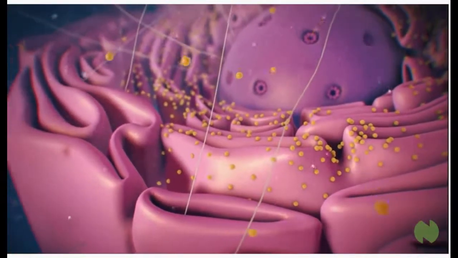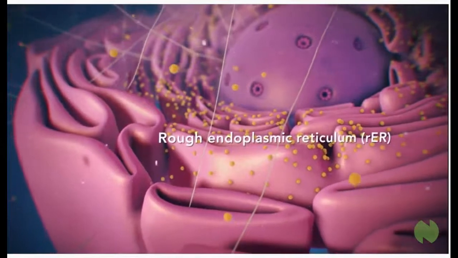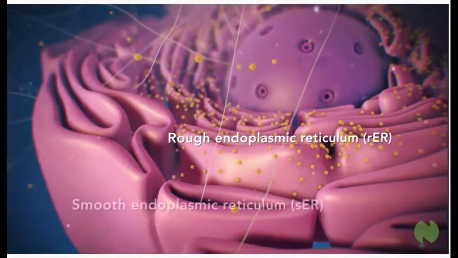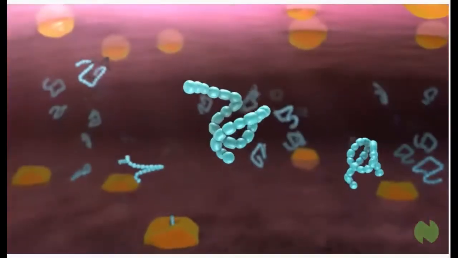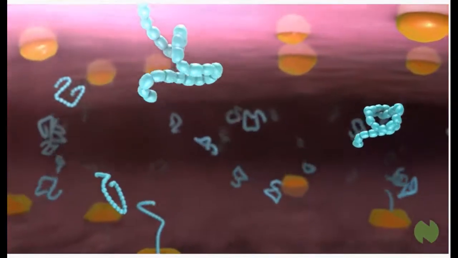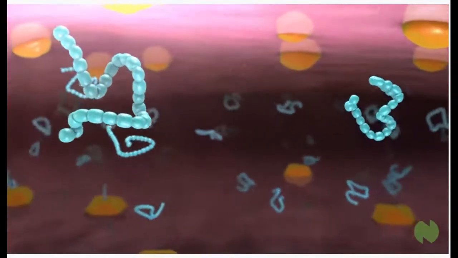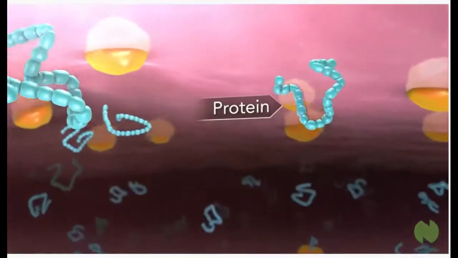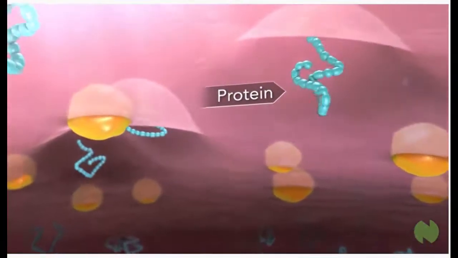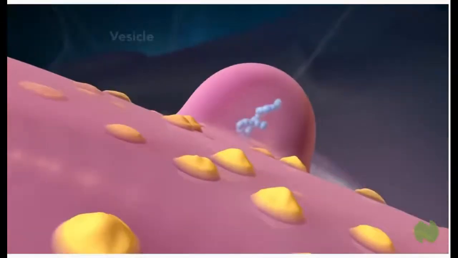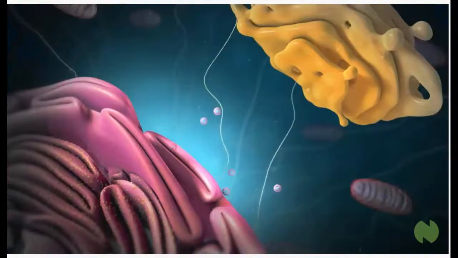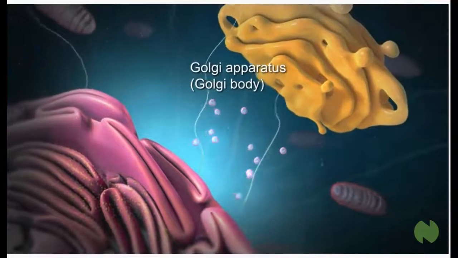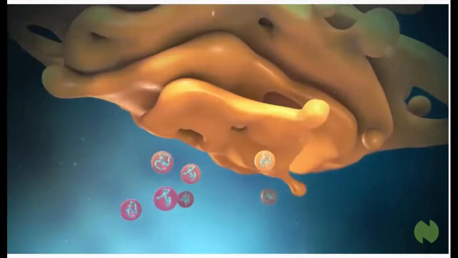There are two types of ER. Rough ER has ribosomes attached to it, and smooth ER doesn't have ribosomes attached to it. The endoplasmic reticulum is a membrane-enclosed passageway for transporting materials, such as the proteins synthesized by ribosomes. Proteins and other materials emerge from the endoplasmic reticulum in small vesicles, where the Golgi apparatus, sometimes called the Golgi body, receives them.